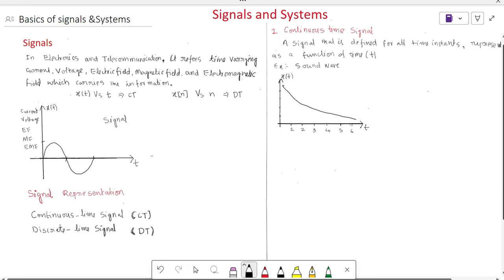From this graph, what do you understand? It has a magnitude not only for 1, 2, 3, 4, 5, but also for all values. Maybe it has a value for 1.5, 1.9, 1.99999, 2.0001, 2.5. So the magnitude is defined for all values of t. You should remember, t may be a fraction plus an integer.